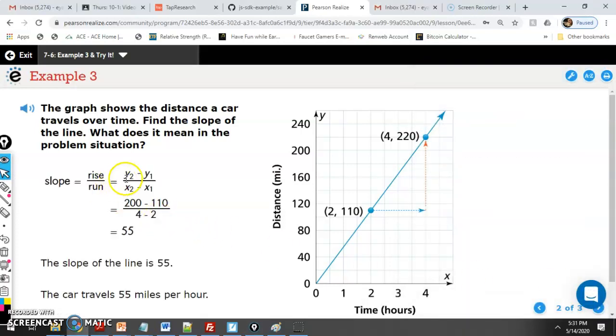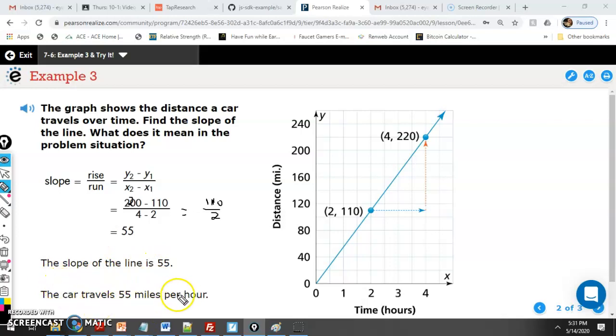All right, so we just substitute. Like I said, y2 is 220. Actually, they have a typo here. So this is 220. 220 minus 110 is 110. So that was a little typo on the book's part there. They got the right answer here, though. 110, and 4 minus 2 is 2. Remember, x2 minus x1 is 4 minus 2, so that's 2. And so you get 55 for the slope.